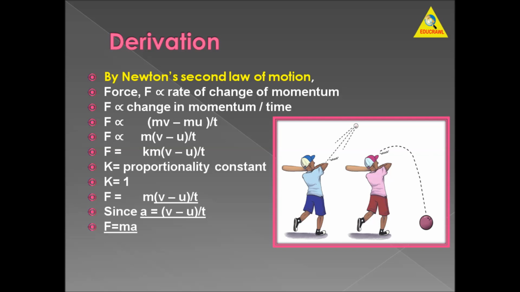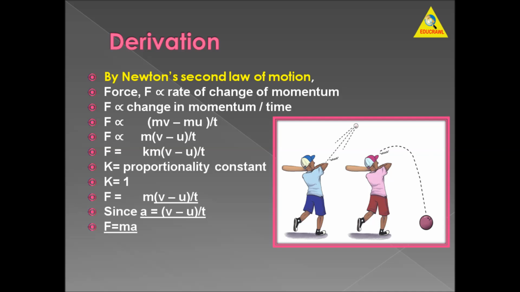So F is equal to km into (v minus u) divided by t. Here the value of k, we are taking it as 1. Hence the above equation becomes F is equal to m into (v minus u) by t.